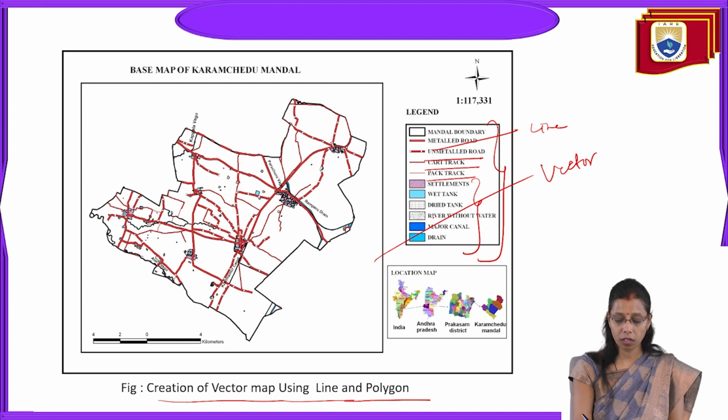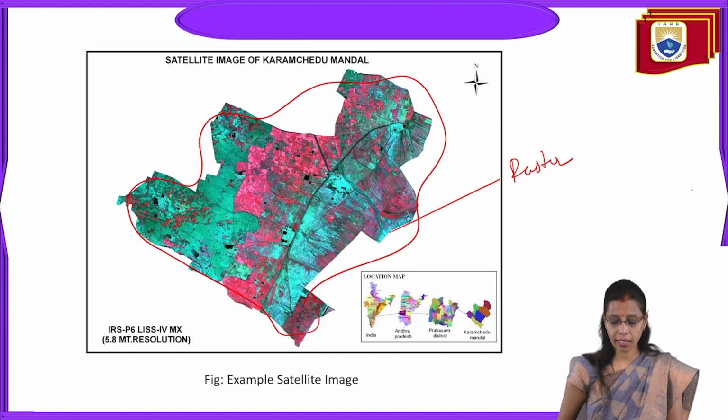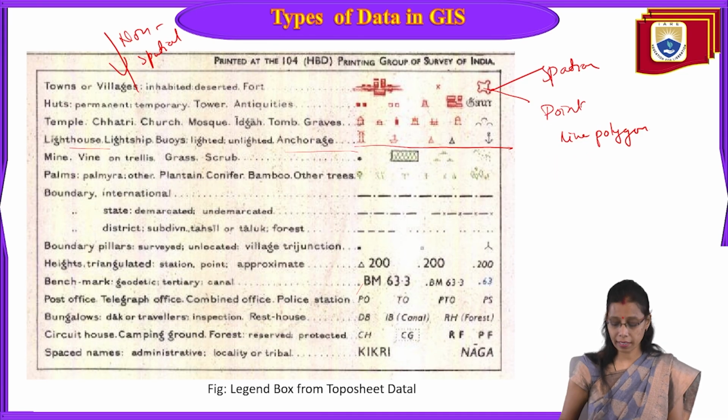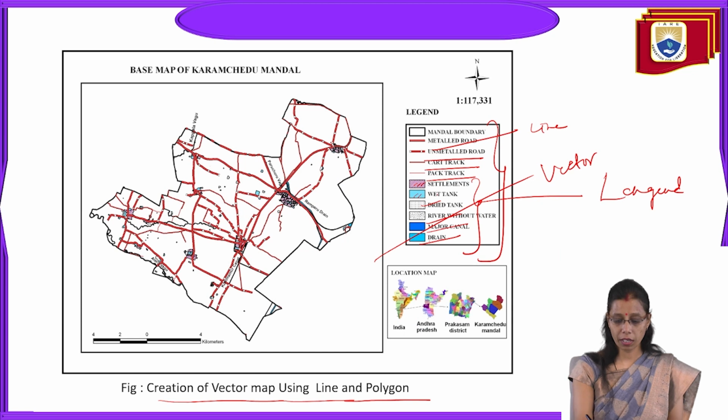Now here we have all this in the form of polygon. You can see settlements, wet tank, dry tank, river without water, major canal, drain. This is the polygon information. Whatever color you can see here, this color represents it. This is called the legend box, which I was showing in the previous slide. It shows which type of symbol we represent, which type of color we give, and what type of feature it is, either point, line, or polygon. This is all shown in the legend box.